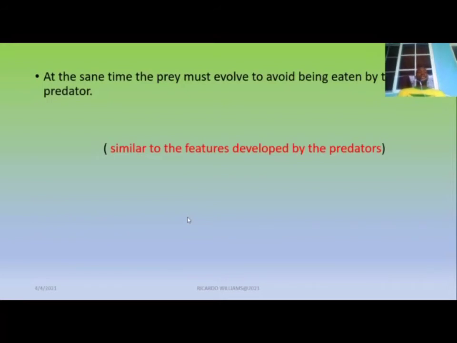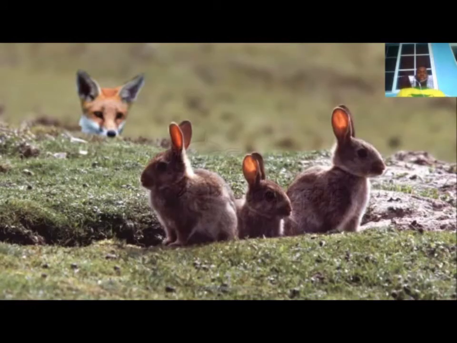So in the same way, at the same time, the prey must develop certain features to avoid being eaten by the predator. And it is the same thing: where the predator develops something, the prey develops the same thing too. So if the predator develops speed, the prey will develop speed just to run. If the predator has a good sense of hearing and seeing, then the prey is going to have a good sense of hearing and seeing as well, in order to avoid being eaten. Alright, so that's basically how the predator-prey relationship works.